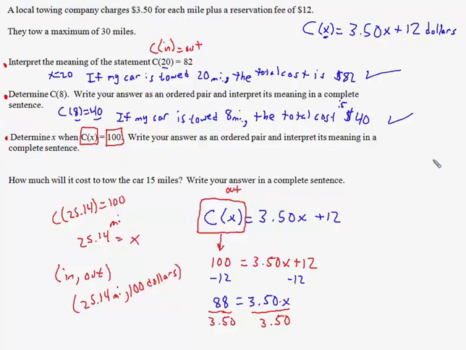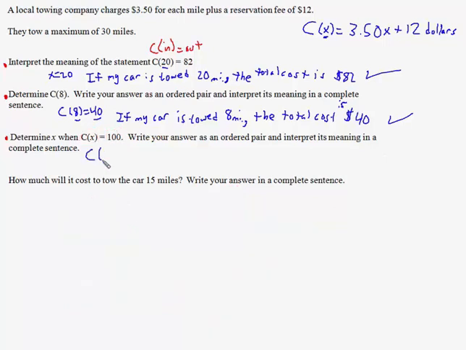I'm supposed to interpret its meaning and again use both numbers and use a sentence. So x was 25.14. To interpret that in a sentence, if my car is towed about 25.14 miles, then the total cost is $100. Or you could say it the other way around. If your bill is $100, then you must have been towed 25.14 miles.